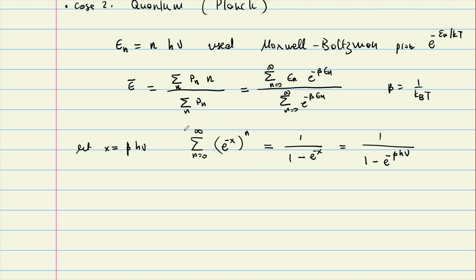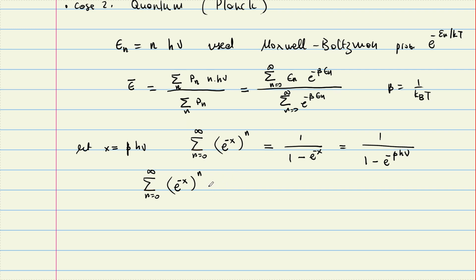Now I also need to sum this for a series. Let me just copy this. Not only this, but I also have n here, right? I think this is not n, this is n times h nu, because each energy is this. I'm trying to average. Okay, this side is correct.